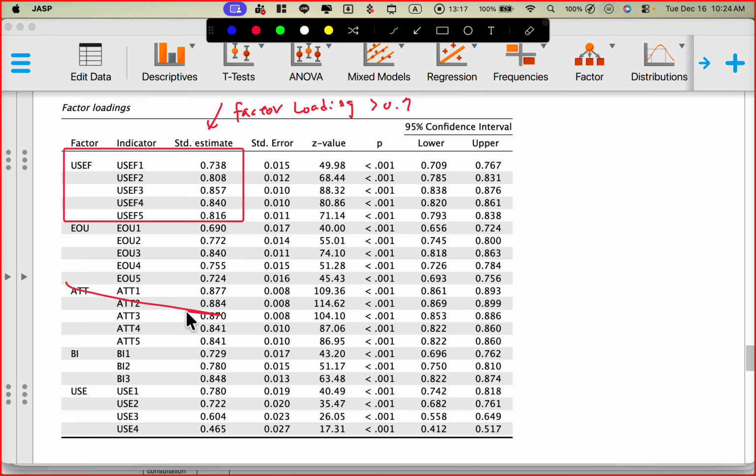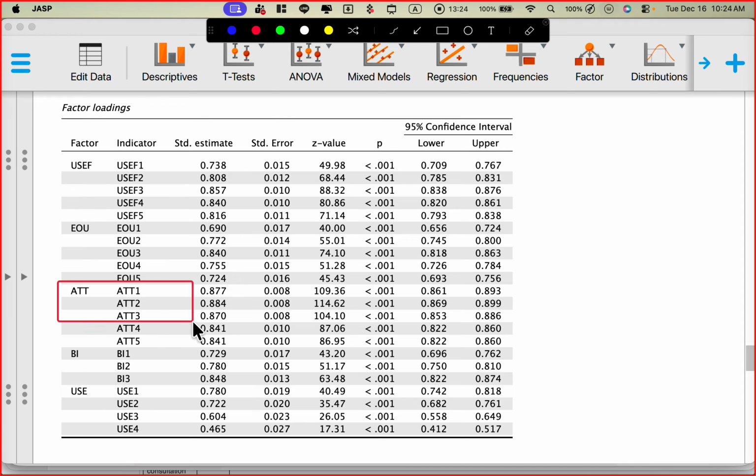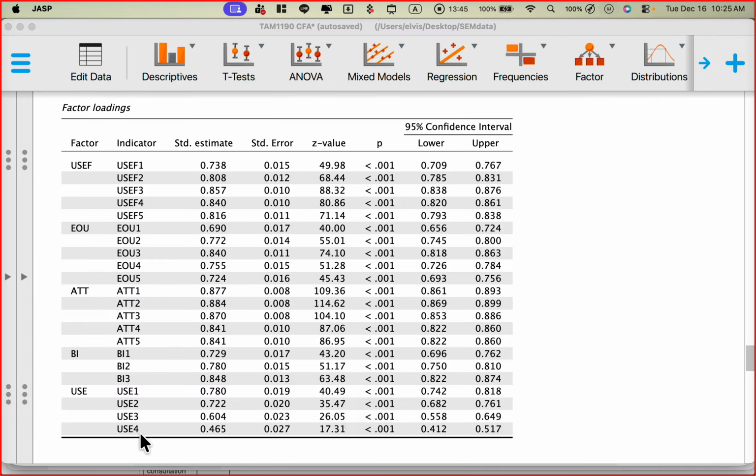How about attitude? Yeah, above 0.7, right? And behavior intention is also above 0.7. And the actual use, the fourth indicator has a little problem. Only 0.4. Okay. But in general, for convergent validity, the factor loading is okay.